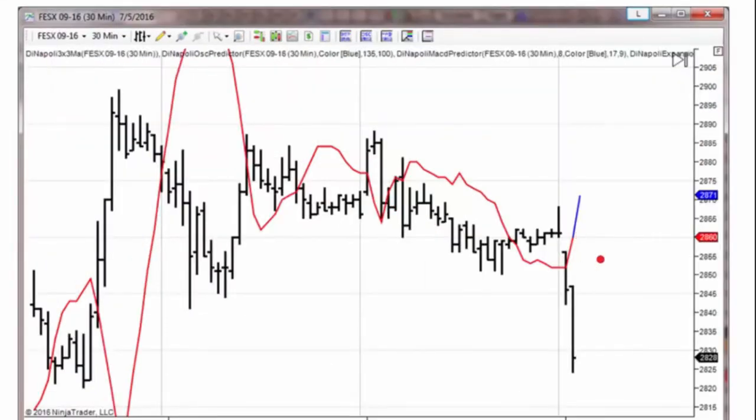Looking at another Euro stock example, I think we're going to bore you guys with examples.